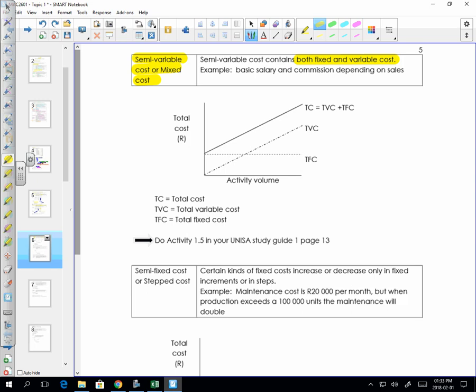Or if you look at salaries, you've got a basic salary plus commission. So you'll have a fixed portion, and then on top of that, you'll have a variable portion, which essentially is added on to the fixed costs. Does that make sense? So whenever you've got a mixed cost or a semi-variable cost, you have to split it. And that's part of study unit 2 that we're going to do now.